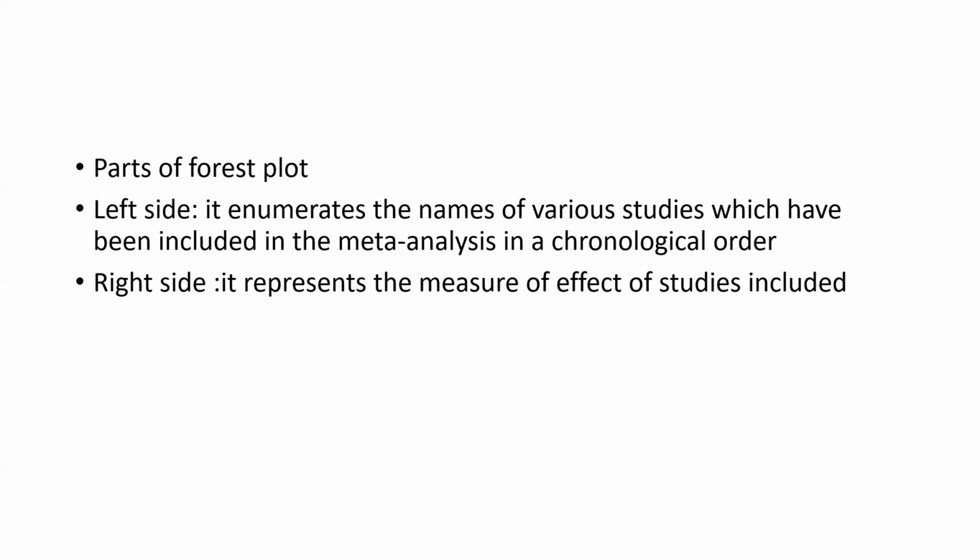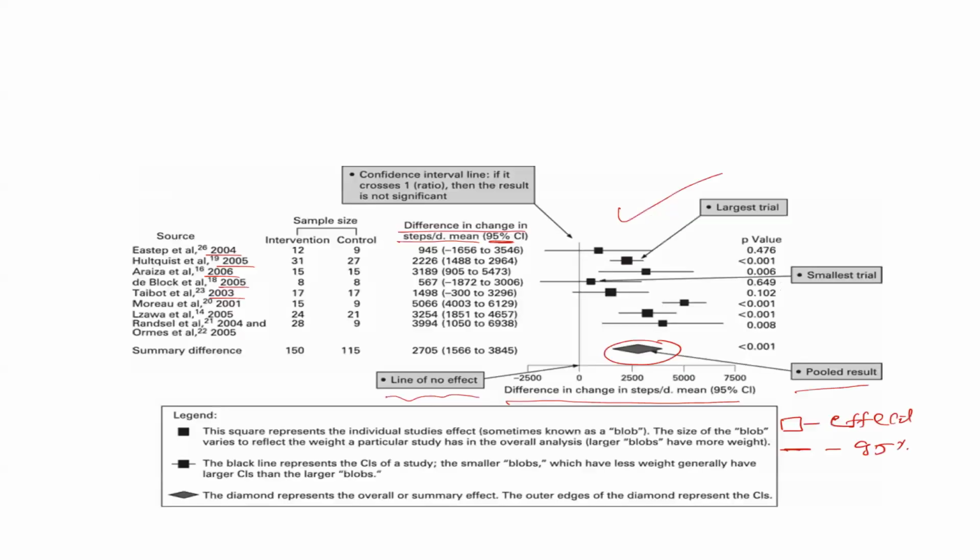Now the parts of the forest plot. On the left side, it enumerates the various studies included in the meta-analysis in chronological order. The right side represents the measure of effect of the studies included. The square represents the individual study effect, and the size of the block varies to reflect the weight the particular study has in the overall analysis. The black line through the square represents the confidence interval of the study. Smaller blocks, which have less weight, generally have larger confidence intervals than the larger ones.